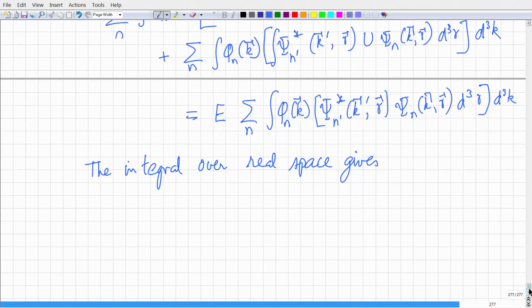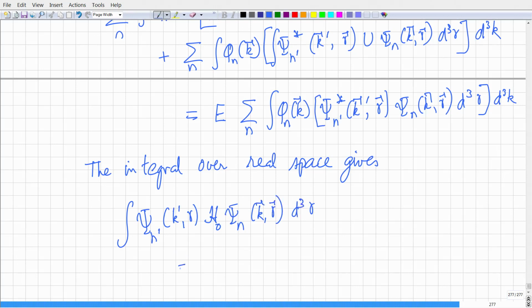I'll get the following things: the integral of psi n prime k prime star of r H naught psi n k of r d cubed r is equal to E n times the integral of psi n prime star k prime of r psi n k of r d cubed r.